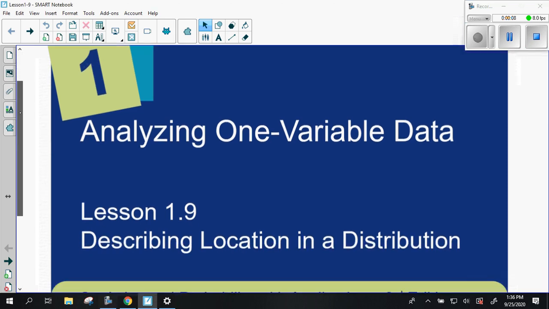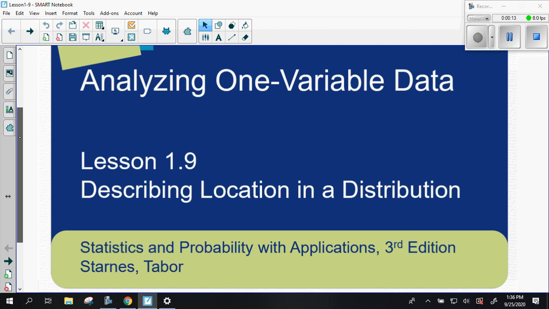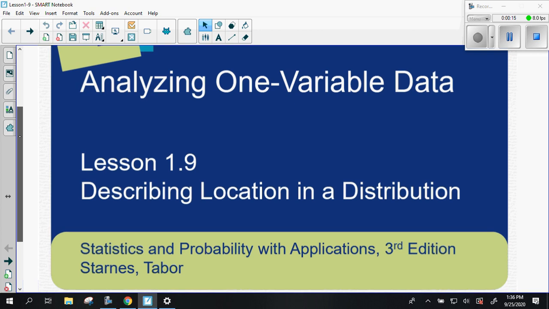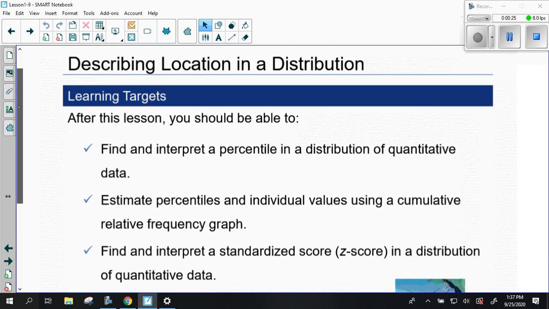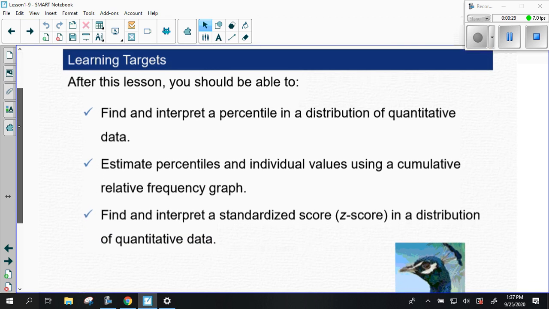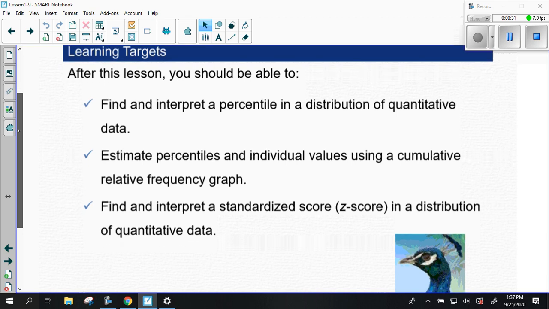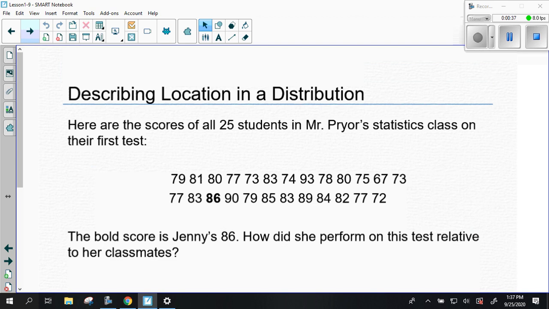Lesson 1.9, we're going to talk about describing location in a distribution. We're going to use a z-score to do that, and we are going to use percentiles as well. So let's go through it. We're going to find a percentile, look at a cumulative relative frequency graph, or an ogive, and look at a z-score as well.